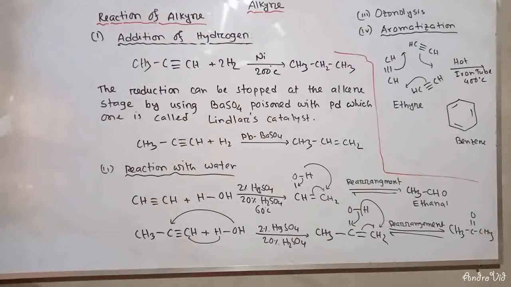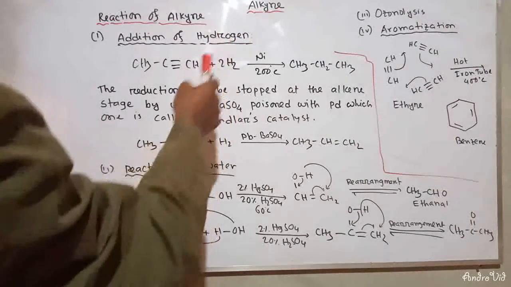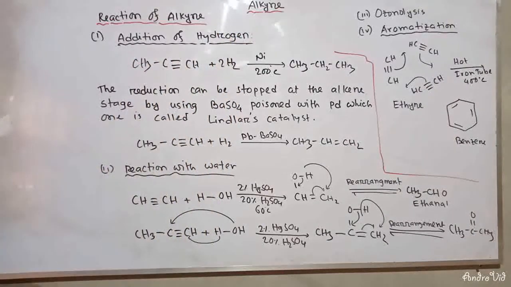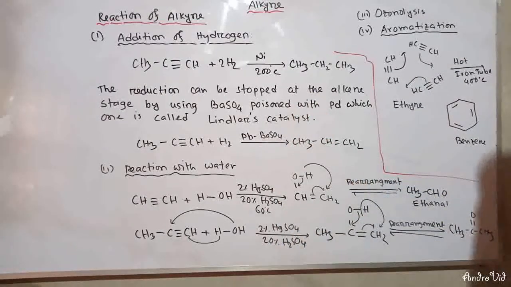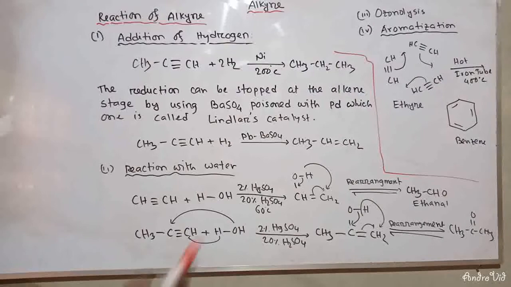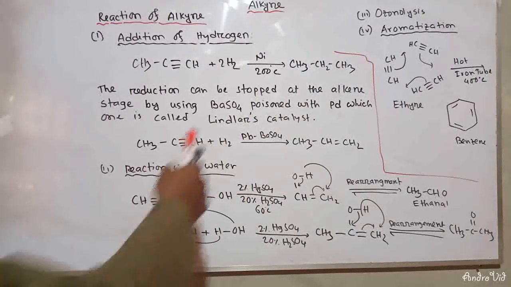Okay, if you supply 2 molecules of hydrogen, then these alkynes will be converted to alkane. But if you use barium sulfate added with palladium, this is called a poison. Another name of this palladium plus barium sulfate is Lindlar catalyst.